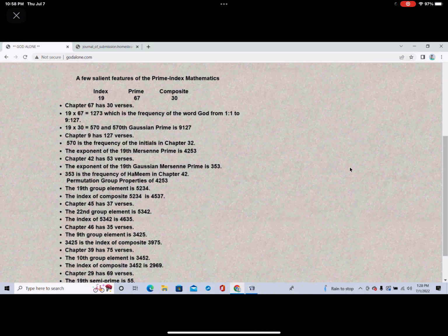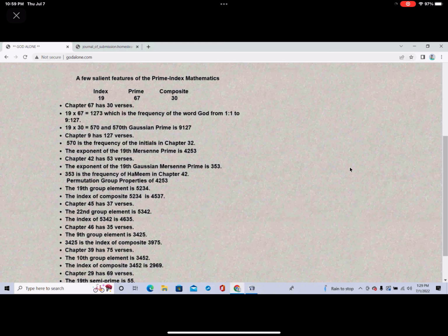So these are very old stuff, but obviously we need reminders of these things. We forget. Then somebody tells us, and we think, oh, these are new. No, they're not new. 570 also happens to be the frequency of the initials of chapter 32. Chapter 32 has the initials Aleph Lam Mim, and it has a frequency of 570 for Aleph plus Lam plus Mim.